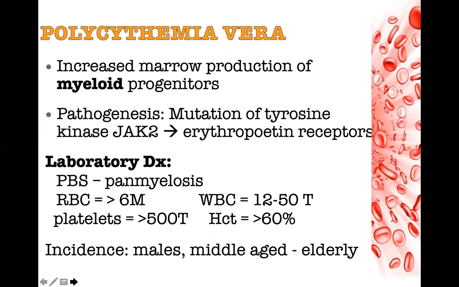So on laboratory diagnosis, on peripheral blood, you have panmyelosis, meaning to say all of the myeloid series are affected, from the granulocytes to the red cells to the monocytes to the platelets. So RBC may number into more than 6 million. WBC may range from 12 to 50,000. Platelets more than 500,000, and hematocrit that is more than 60%. So most of the time, these are common in males, middle age to elderly males.